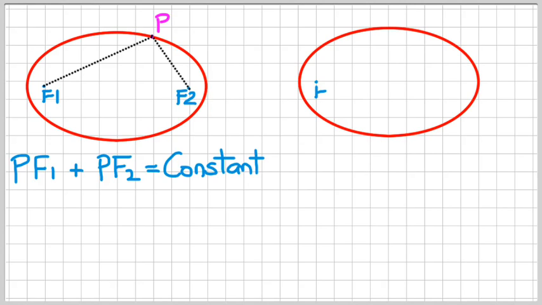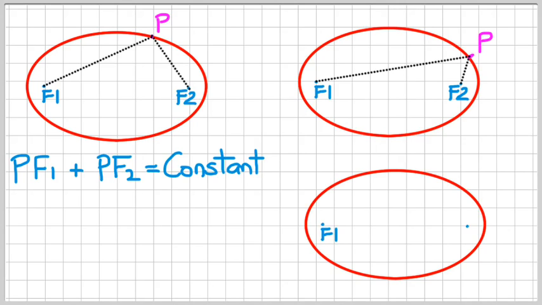So if I was to try that in another ellipse, as you can see, no matter where P goes on the red path of the ellipse, the distance F1P plus F2P will always be the same. And that's what defines an ellipse.